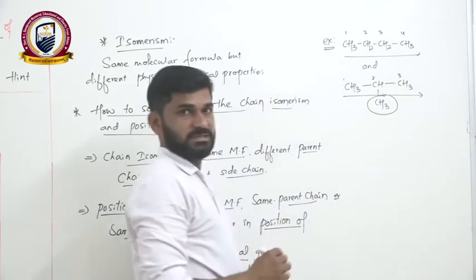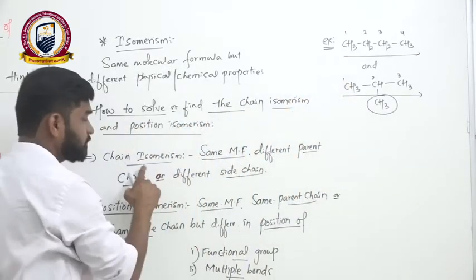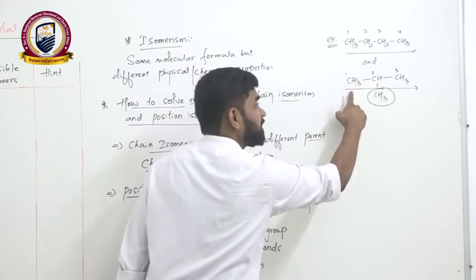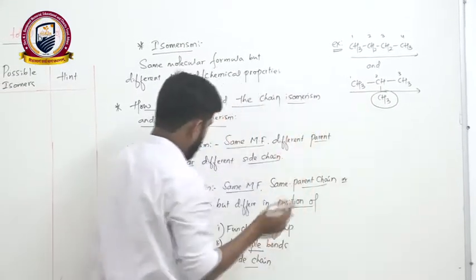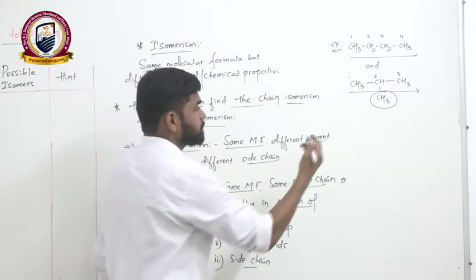3 carbon atoms. That's why these two compounds exhibit what type of isomerism? Chain isomerism. This chain has 4 carbon atoms, and this chain has 3 carbon atoms. Okay, and let us go for another example, for position isomerism.